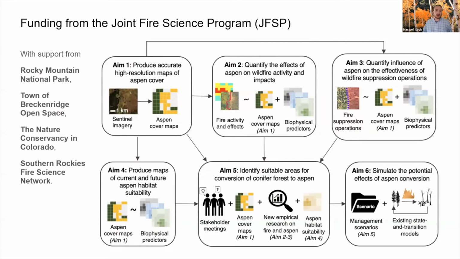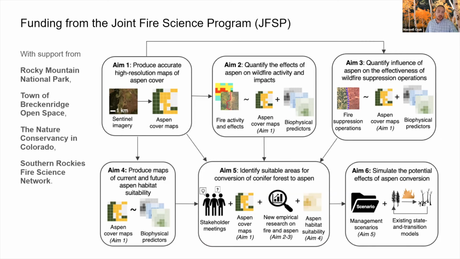So to answer these questions, we've received funding from the Joint Fire Science Program with support from our partners on the left here, Rocky Mountain National Park, Town of Breckenridge, the Nature Conservancy in Colorado, and the Southern Rockies Fire Science Network. And this infographic really outlines the 6 aims that we hope to accomplish throughout this work. Now, I'm not going to get into detail here, but again, happy to talk offline or answer questions in the discussion.